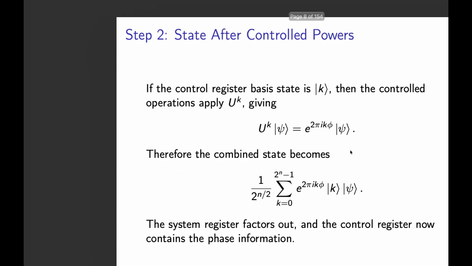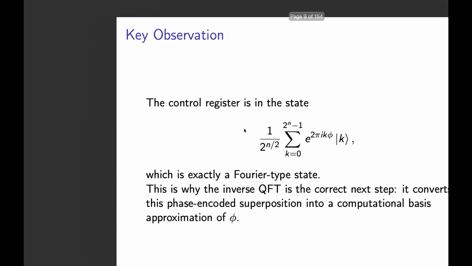So the combined state, due to the controlled unitary operations, is now a new state which contains this phase. It has the original qubits in a superposition of states, tensor product with psi here. So the system register factors out, and the control register now contains the phase information. That's the important thing. The control register is in a specific state, which is a Fourier type state, and that's why the quantum Fourier transform is the next step.